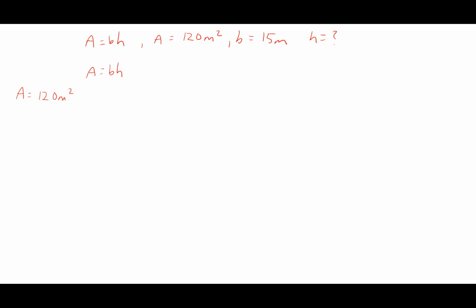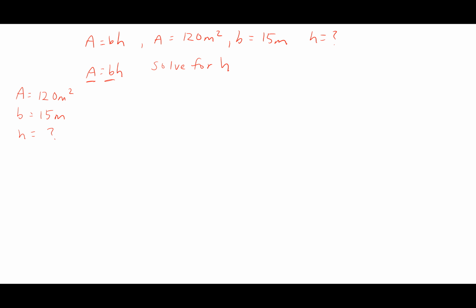A equals 120 meters squared, b equals 15 meters, and then what am I looking for? I'm looking for h. So I try to write all that down first, and then I go back and try to solve it. Well, in our case, we're solving for h, because we have a and we have b, so we need to solve for h.